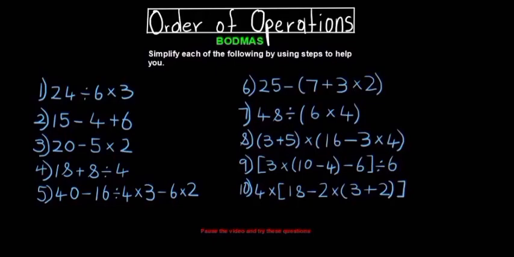Hi guys, in mathematics, when you have more than one operation in an expression, you don't just simplify the expression randomly. You follow a specific rule, and that rule is the BODMAS rule. So in this video, we're gonna use the BODMAS rule to help us simplify the following expressions and get the correct answers.